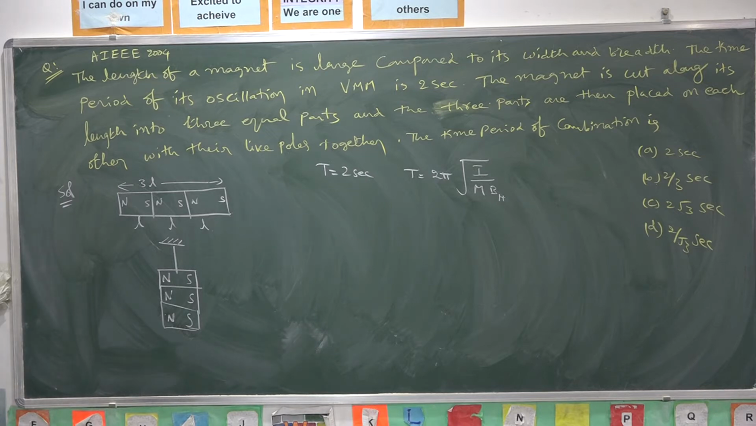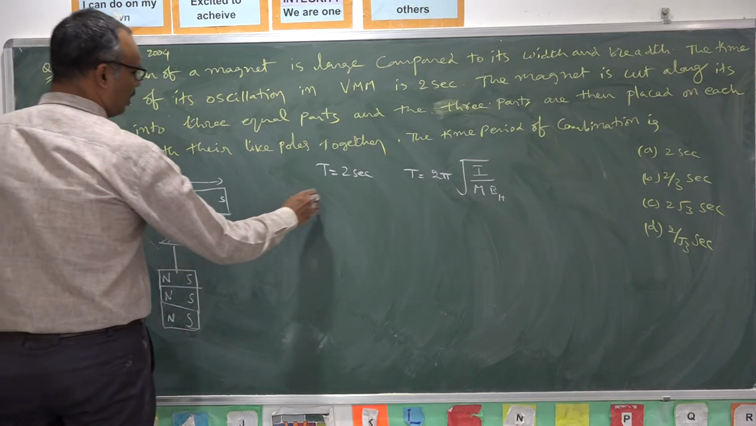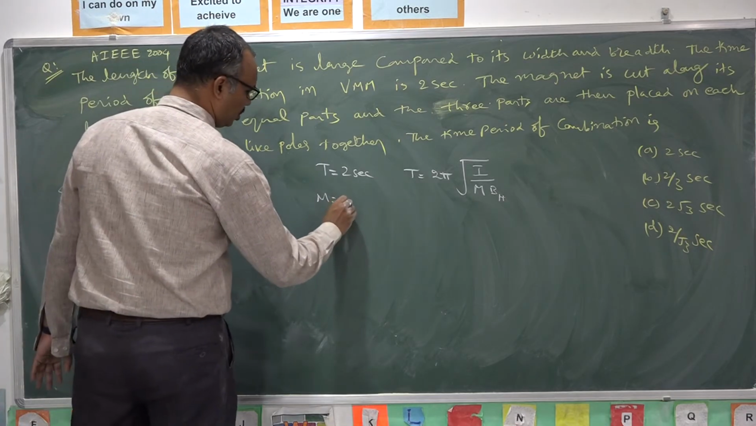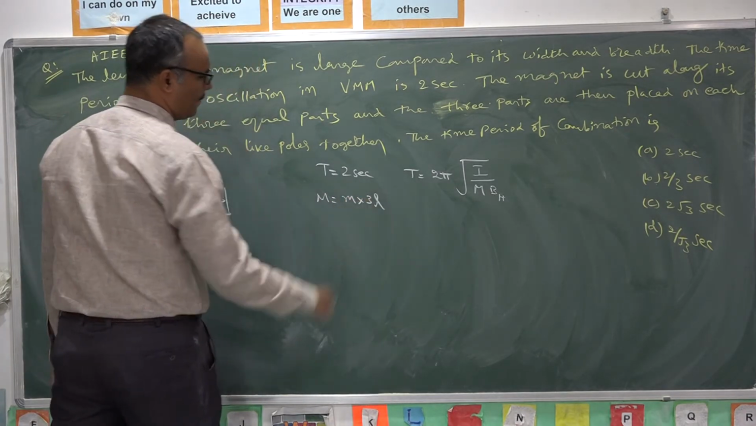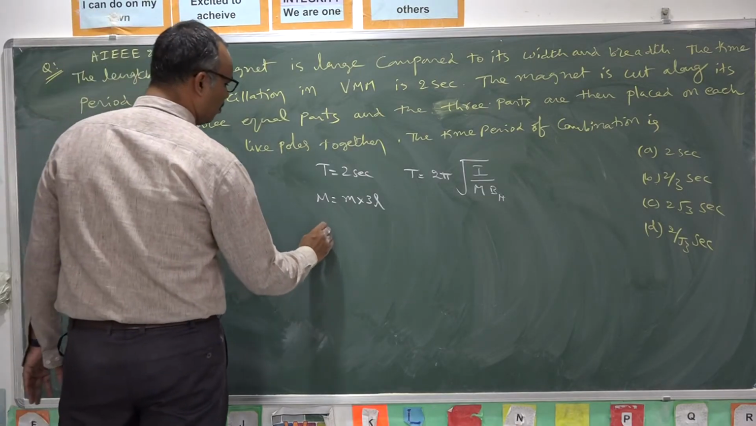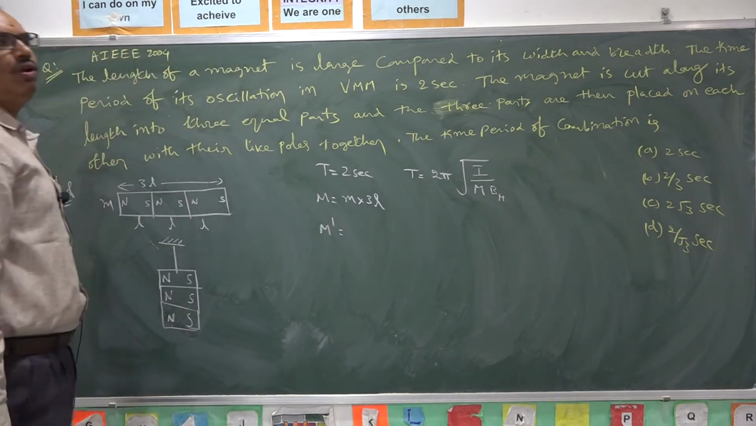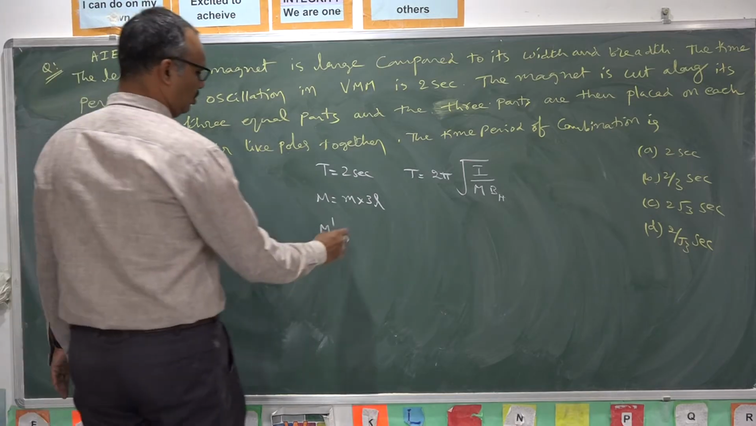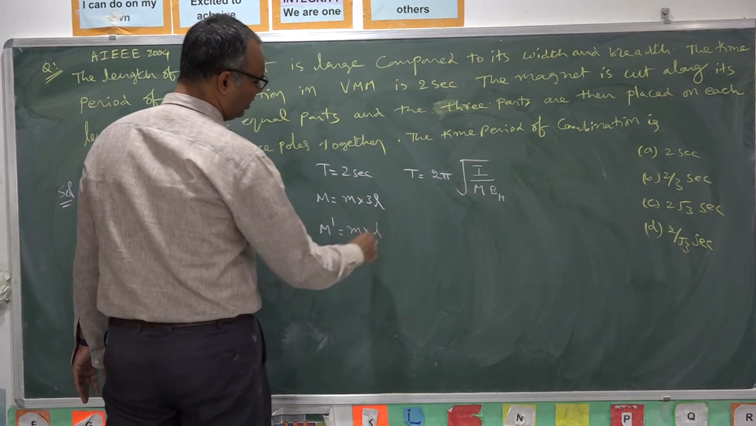What is the time period of this combination? Earlier, magnetic moment is nothing but pole strength into length of the magnet. Let pole strength be small m, into length of the magnet 3L. Once you cut it into 3 pieces, new magnetic moment is equal to new pole strength into new length of the magnet. Pole strength will not change since the area of cross section is not going to change. New pole strength is m only, new length of the magnet is L.